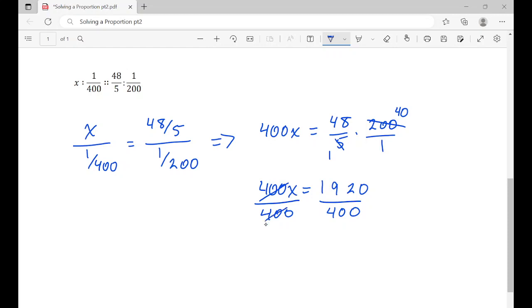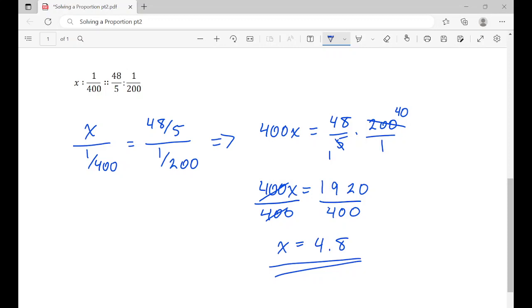And when we do that, I'm going to be left with x equals, and again I would use a calculator to do this, make your life a little bit easier, 4.8. Now you see I didn't do any cross multiplication because the simplifying aspect of it negated the need for that.